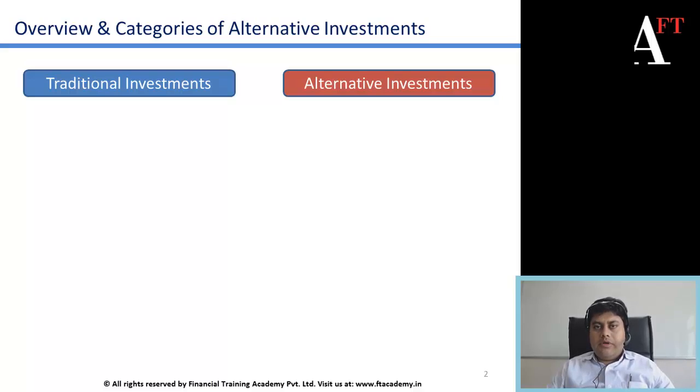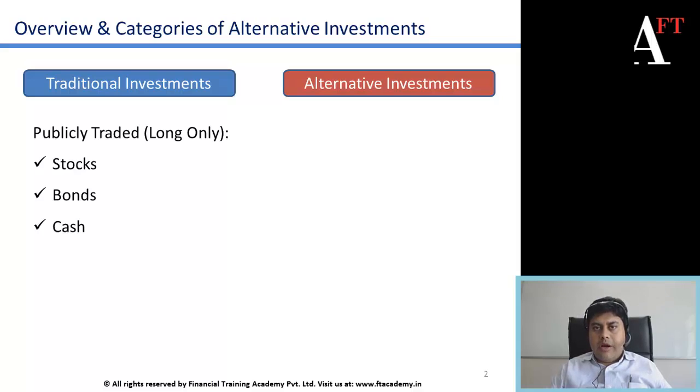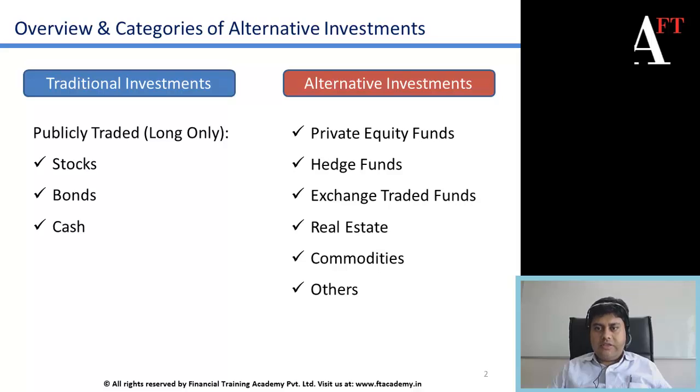First of all, we'll compare the traditional investment and alternative investment categories. By traditional investments, we mean the investments in publicly traded stocks, bonds, or cash held by the investor. These are typically the long only investments that an investor makes in equity securities or debt securities. Whereas the categories that have emerged as alternative investments are private equity funds, hedge funds, exchange traded funds, real estate, commodities, and some of the other ones as well, like currency, etc. We will look at all these categories of alternative investments one by one in later sessions.